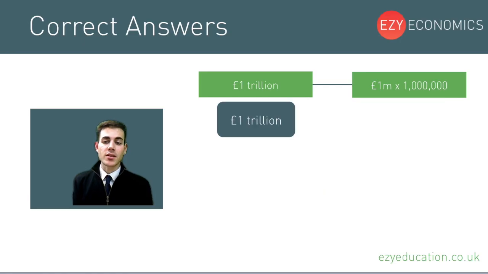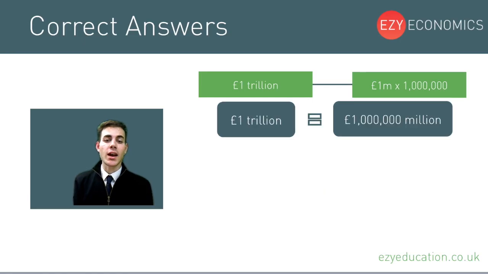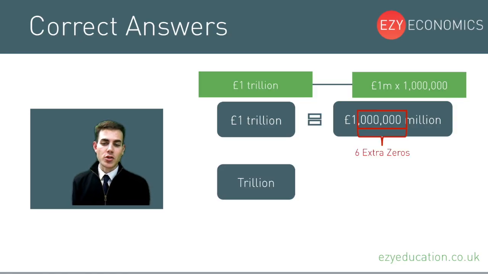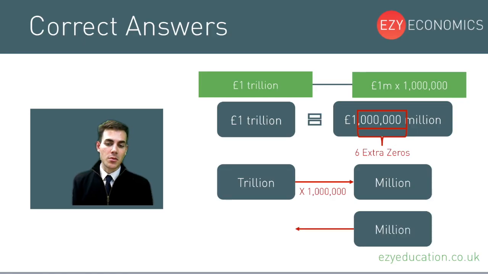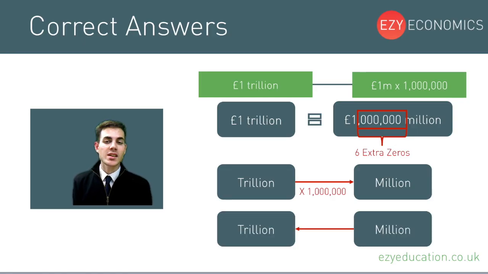And therefore we can think of a trillion as just being a million millions. And that means, therefore, if we want to go from a trillion to a million, we just multiply by a million. And if we want to go from a million to a trillion, we do the opposite and divide by a million. Hence giving us a correct match that £1 trillion is equal to £1 million multiplied by a million.